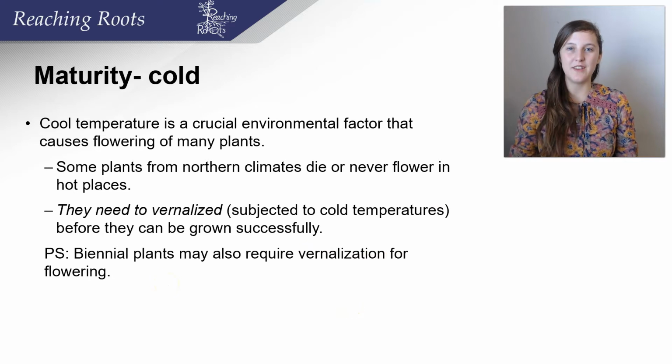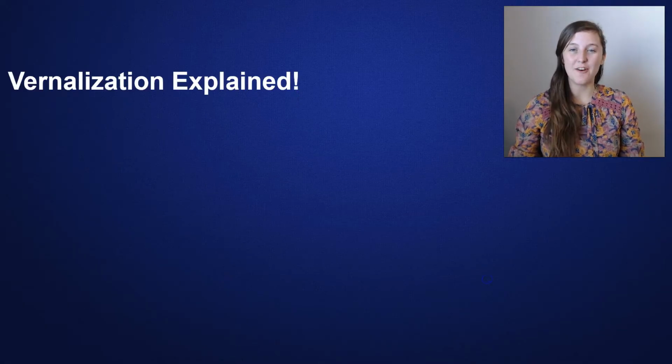So plants have this built-in system that does not allow them to flower unless certain environmental conditions occur. Let's talk about how vernalization actually happens and why it's important. Let's do an example of an apple tree. Apple trees require a vernalization period, or a time of cold, before they can produce flowers.